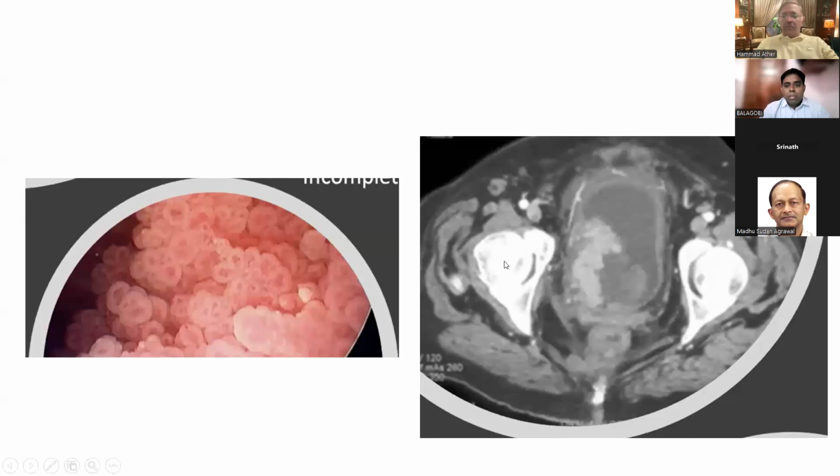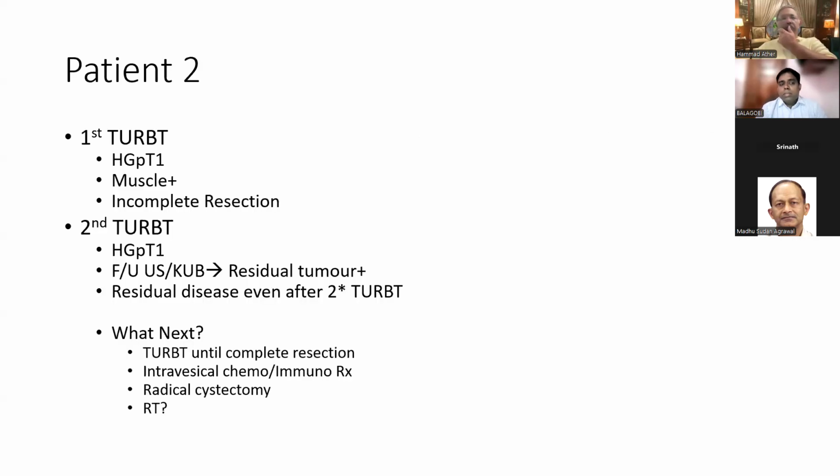And this was a CT image, a lot of cancer on the right lateral and posterior wall, and also in the dome. The first TURBT was done, histology high grade pT1, detrusor muscle was present, and that was an incomplete resection. A second TURBT was done, again high grade pT1, and follow-up imaging revealed again residual disease.